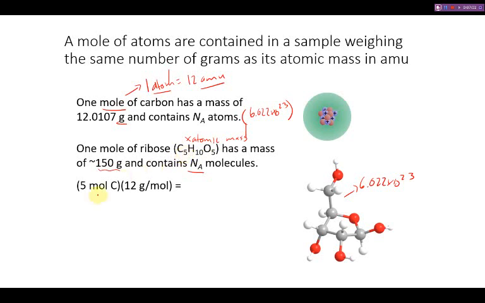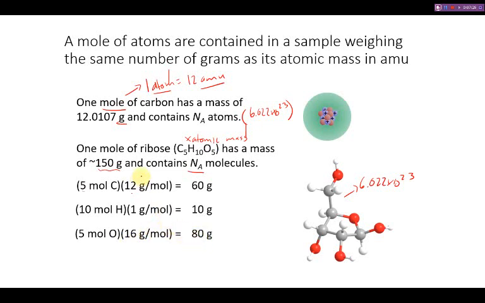So in the molecular formula, we have 5 moles of carbon. Each one of those from the periodic table weighs 12 grams per mole. That gets us a total of 60 grams. We have 10 hydrogens. Each one of those weighs approximately 1 gram per mole and gets us 10 grams. And then we have 5 moles of oxygen, each one weighing approximately 16 grams per mole, and that weighs 80 grams. And again, all of these numbers here come from the periodic table. If we sum those up, we get that the total mass is approximately 150 grams, and that is per mole of ribose.